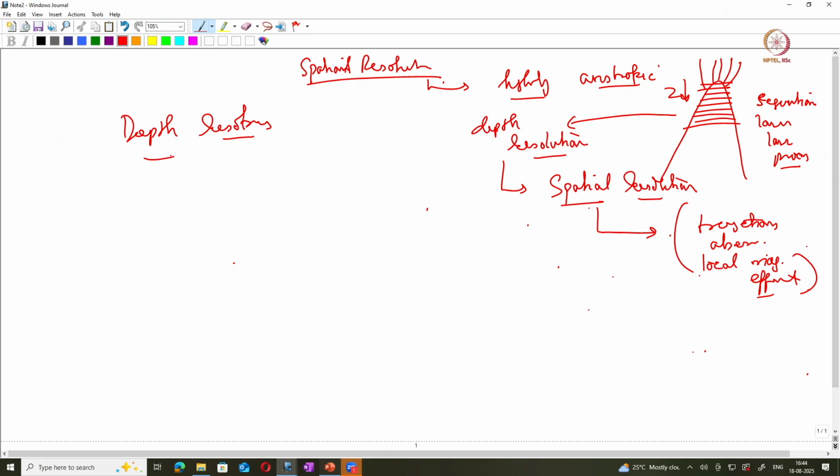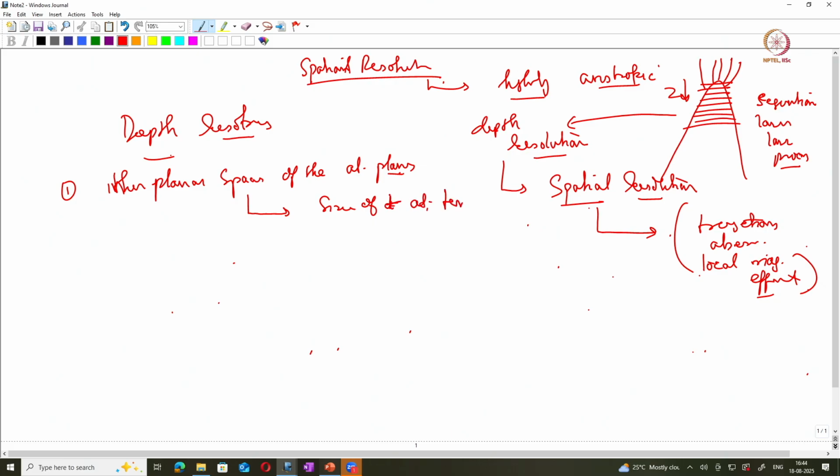The first thing which the depth resolution depends on is the interplanar spacing of the atomic planes. It is directly related to the size of atomic terraces.